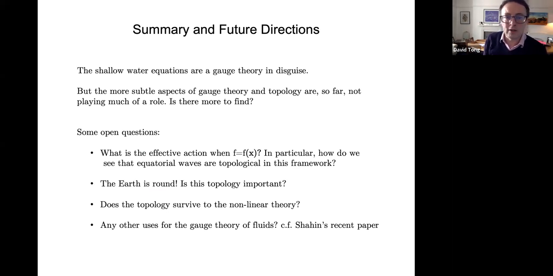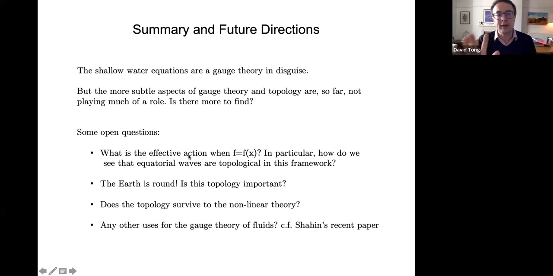It's also true to say that if you're interested in the way topology appears in physics, gauge theory is the right framework to work in. It's gauge theory where we found all sorts of wonderful, surprising, hidden structures to do with topology. I think it's fair to say that none of those more subtle aspects of gauge theory have played a role in this story so far. And so there are many open questions. I have a few here.